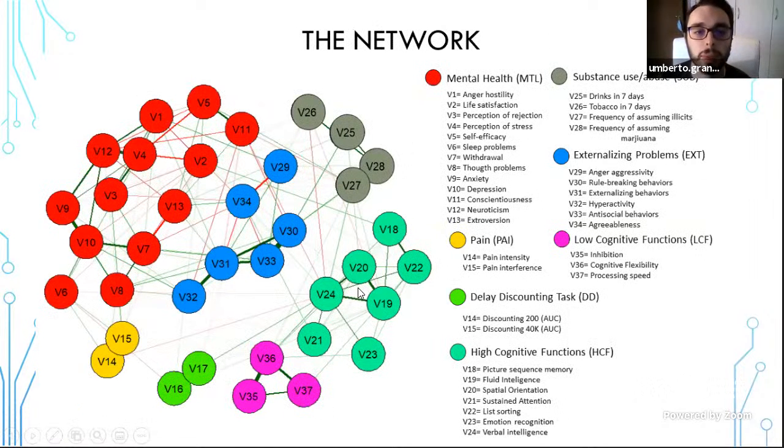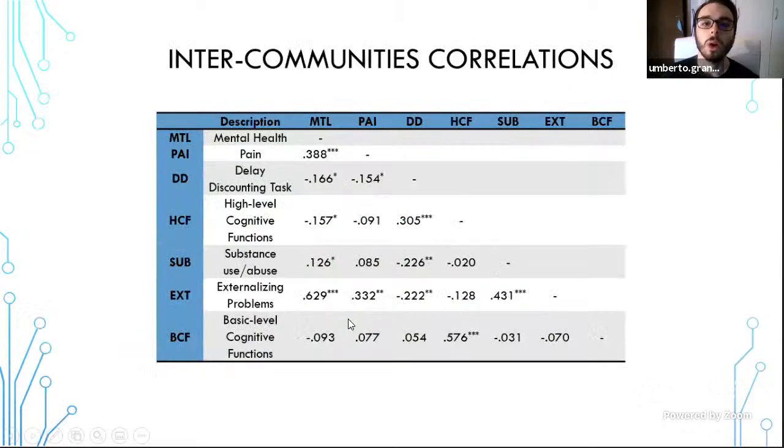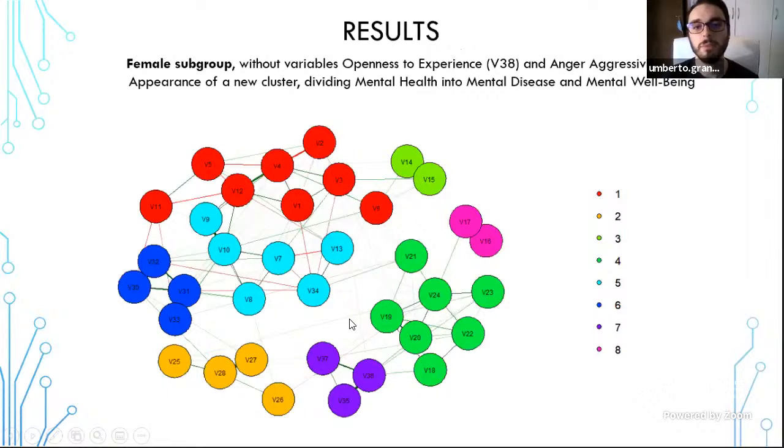I don't know if you remember, but this was the overall network, so 7 domains with 37 variables. With this, the correlation. The results we found in the female group are very interesting because, first of all, as for the overall group, openness to experience created some problems. It was an unstable measure, such as anger aggressivity. But maybe the result that impressed us was the fact that the network for female participants has another dimension.